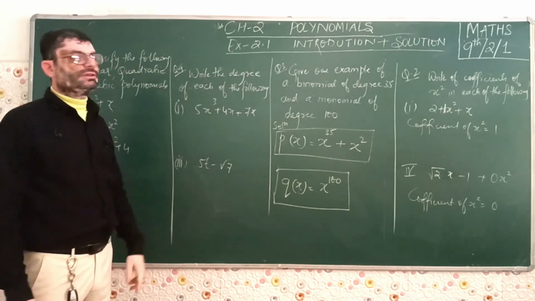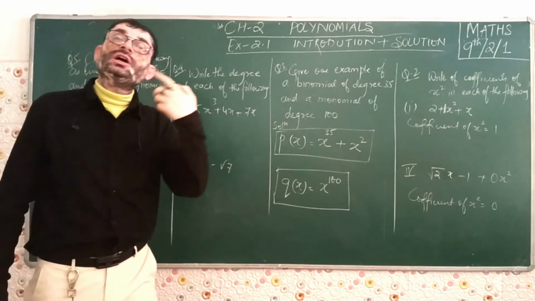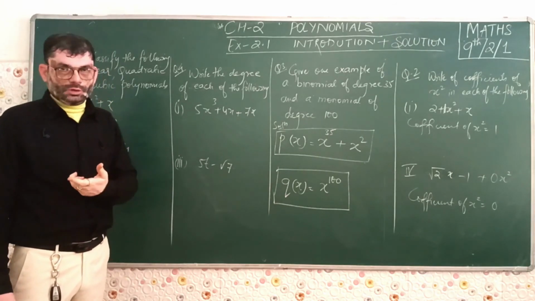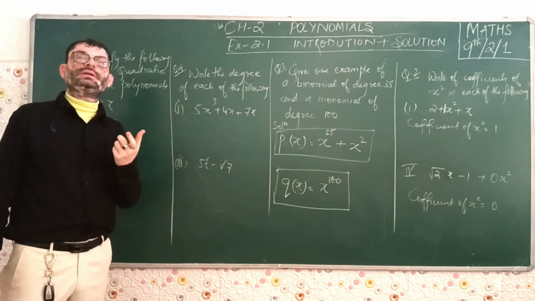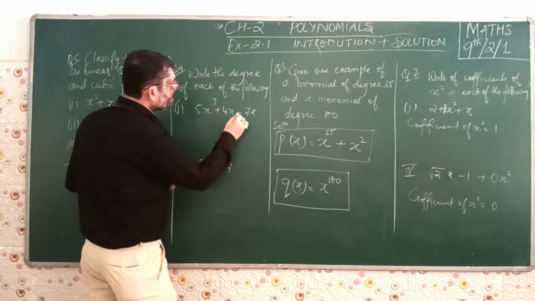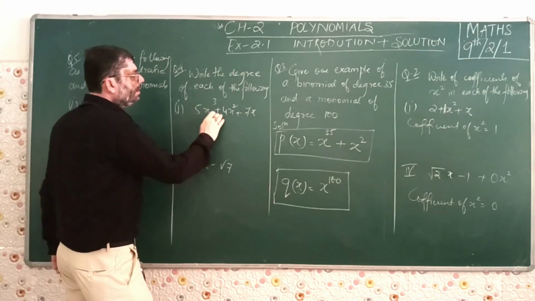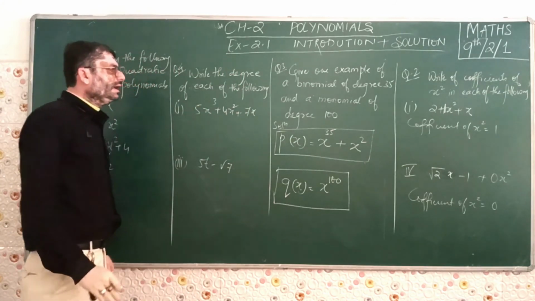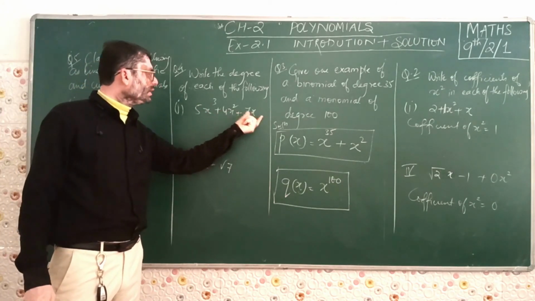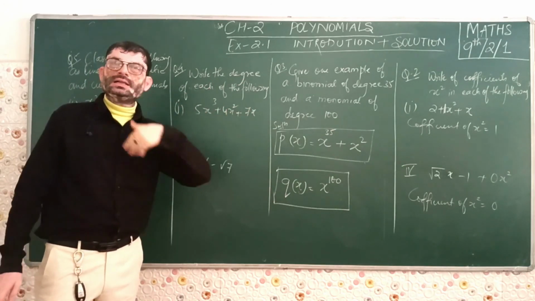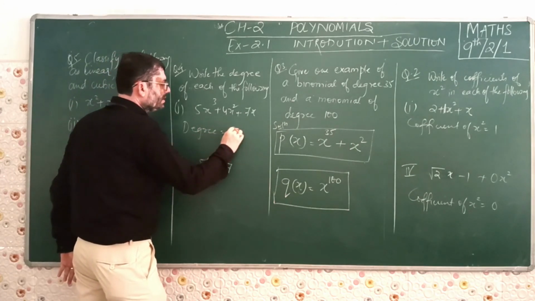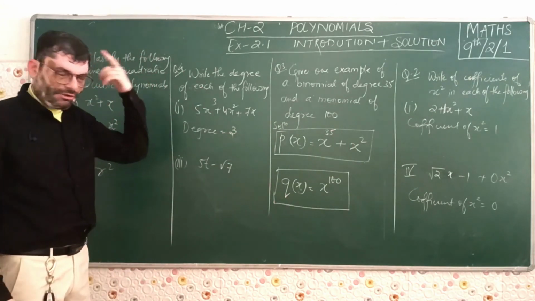Write the degree of each of the following. Let me once again revise. Degree means the highest power of the variable used in the polynomial, the variable that has the highest power. Let us write this way: 5x cubed plus 4x squared plus 7x. Here the degree of x is 3, 2, and 1. But we are interested in the degree of the whole polynomial, that is the highest degree. So we can say here the degree is the highest degree of the variable.